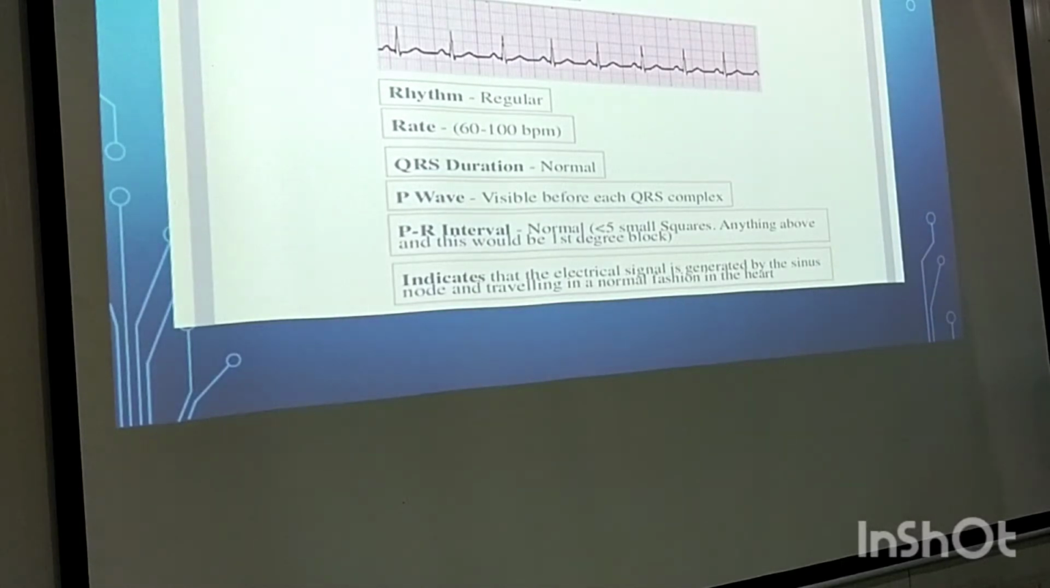Anybody who is worried that his heart rate is in the 90s and it's abnormal, let me assure you that it's not abnormal. Anywhere between 60 and 100 is normal. If it gets more than 100, then yes, it is to worry about, and if it's less than 60, then of course.